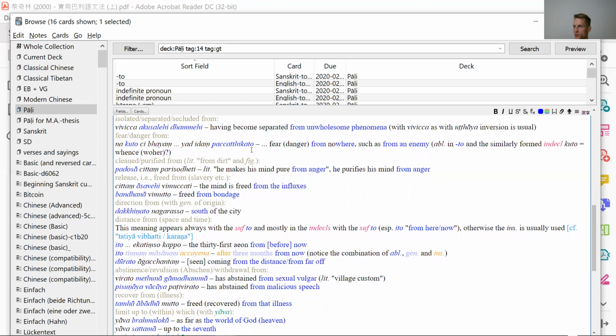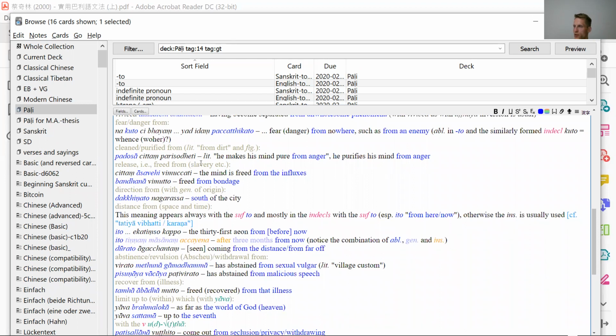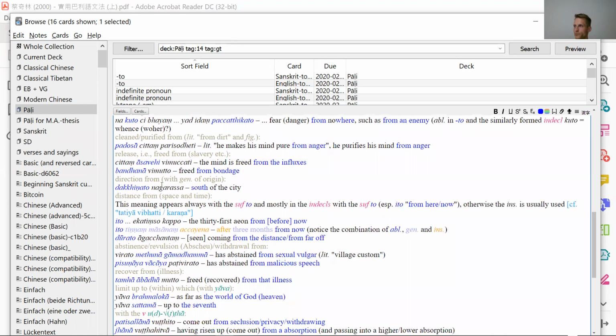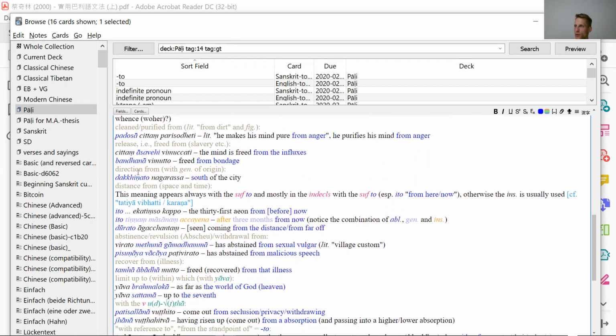So here we have this suffix to, which is used in the singular. Cleaned, purified from: padosā cittaṃ parisodheti, he makes his mind pure from anger, meaning he purifies his mind from anger. Cittaṃ āsavehi vimuccati, the mind is freed from influxes. Bandhanā vimutto, freed from bondage.